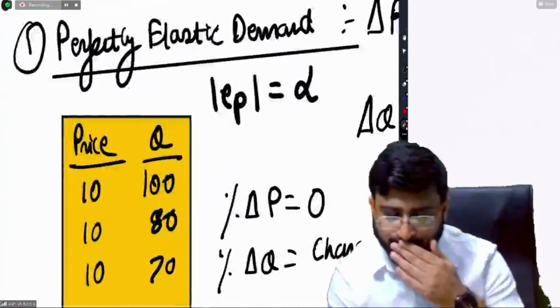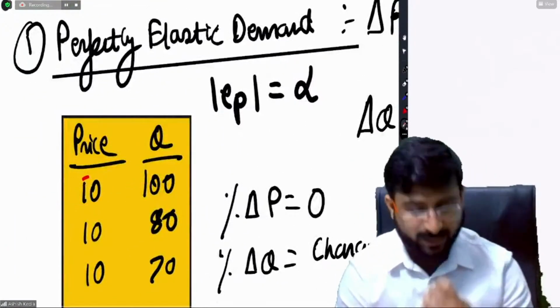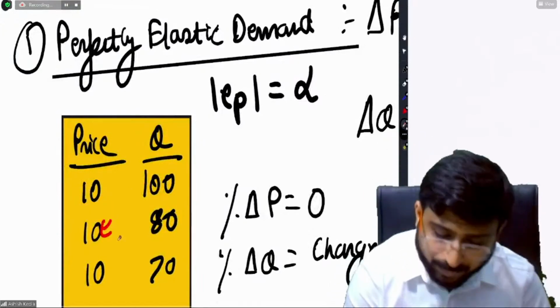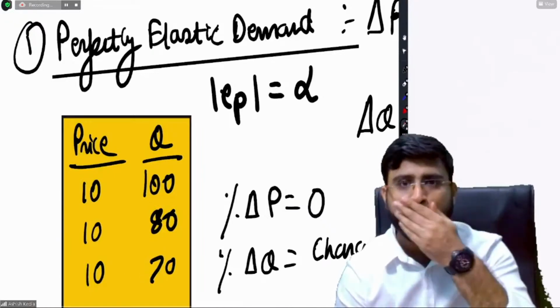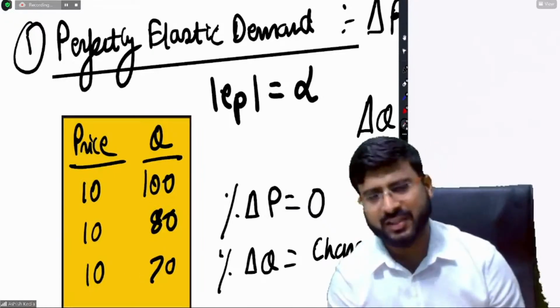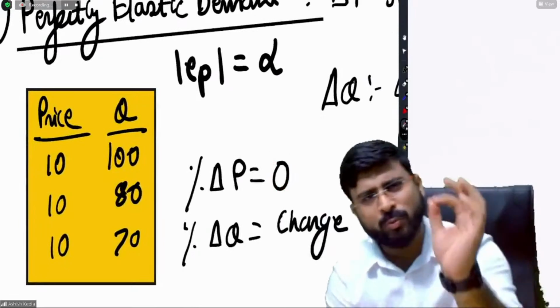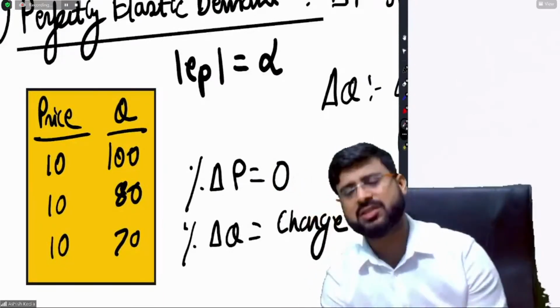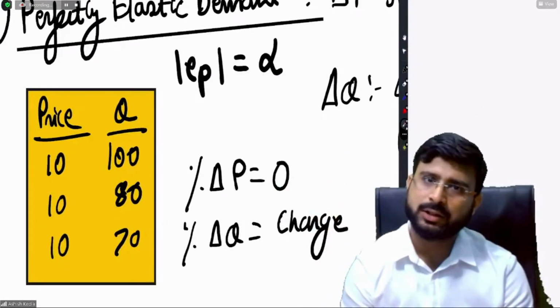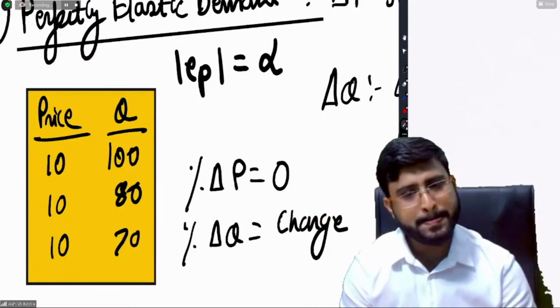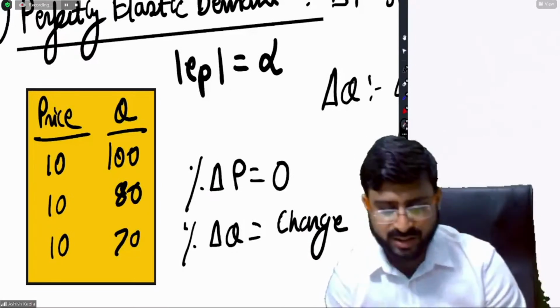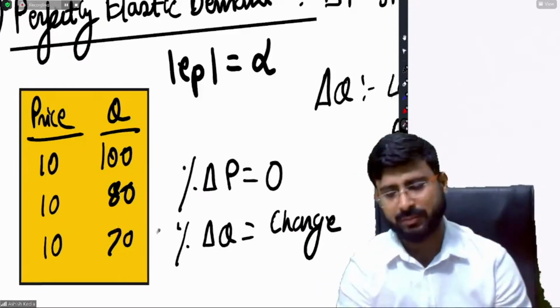Now, for example, suppose when price is 10, demand is 100. Now, despite there being no change in price, demand has fallen to 80, demand has fallen to 70. So what is the percentage change in price? Negligible, almost zero, because price has not changed. Price बदला ही नहीं है. तो प्राइस में बदलाव हम लोग क्या लेकर चल रहे हैं? 0%. क्वांटिटी मान लीजिए 20% से या 30% से बदलता है.